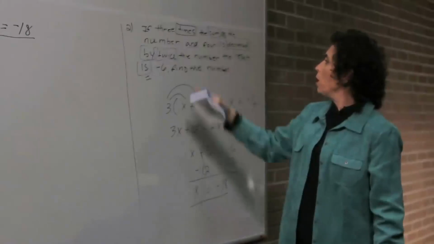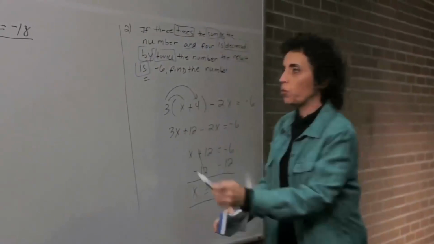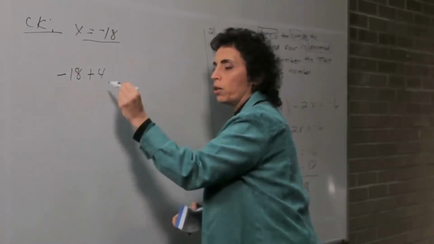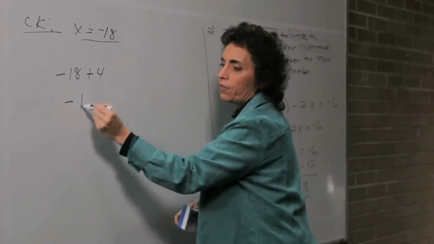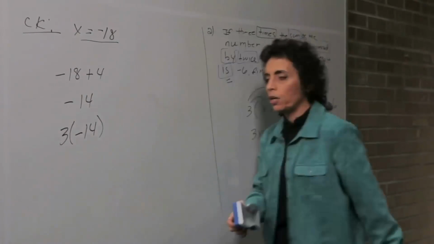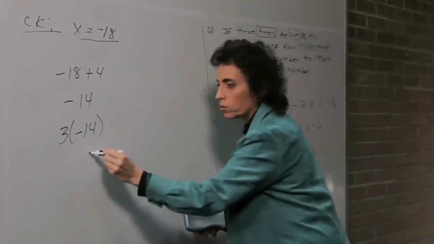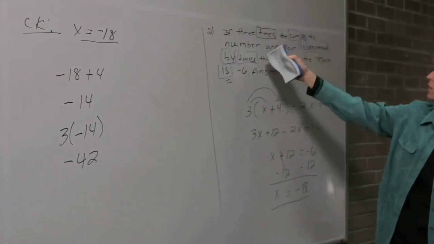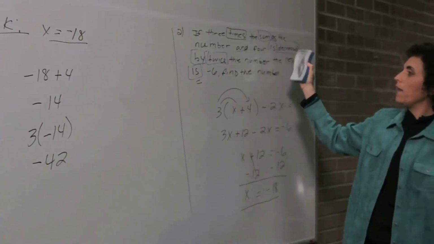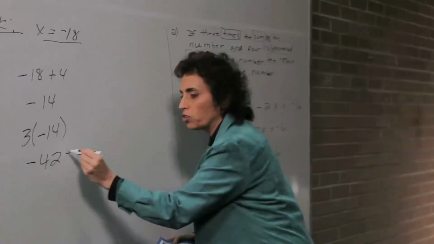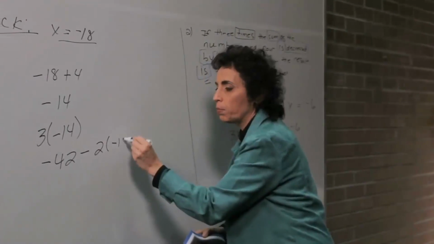3 times the sum of a number and 4. So we have to do the sum of the number and 4, which is negative 14. Now we have to do 3 times that sum, which is negative 42. That's 3 times the sum of a number and 4, and that's supposed to be decreased by twice the number. We have to decrease that by twice the number.